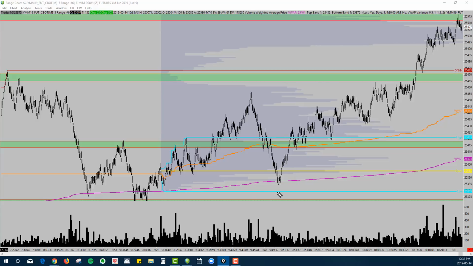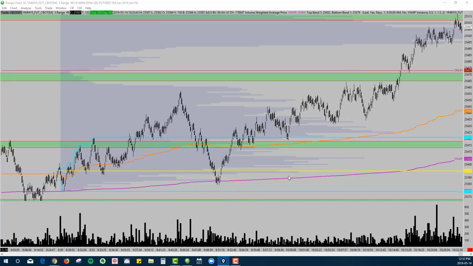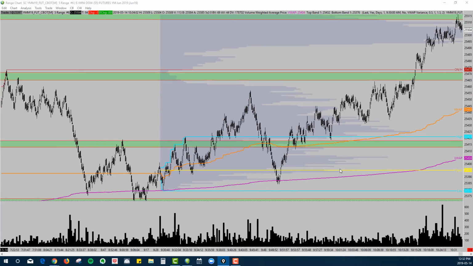So I hope that helped you guys. That is how we like to use the opening range in our strategy.